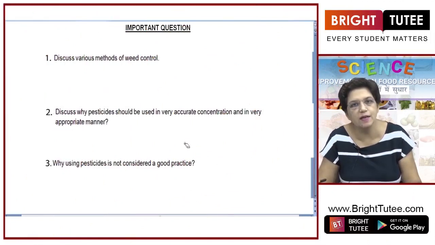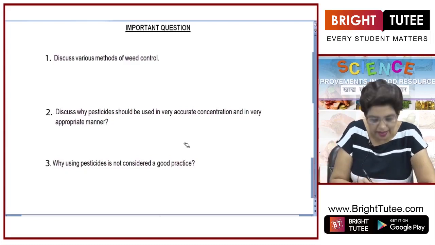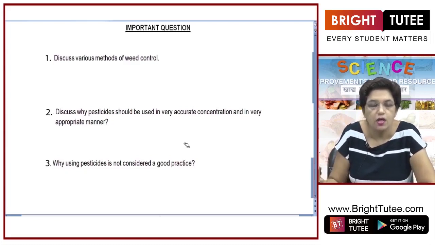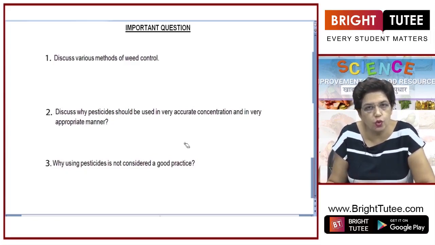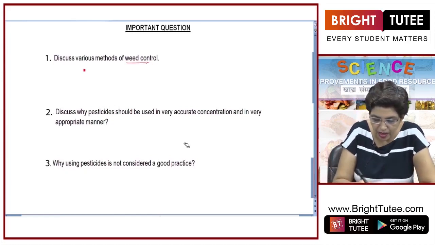Now, let's take up some important questions from this section. Next question, discuss various methods of weed control. So, what are weeds? I hope you remember the unwanted plants which grow in the field along with the crops are called weeds. So, first is mechanical methods.